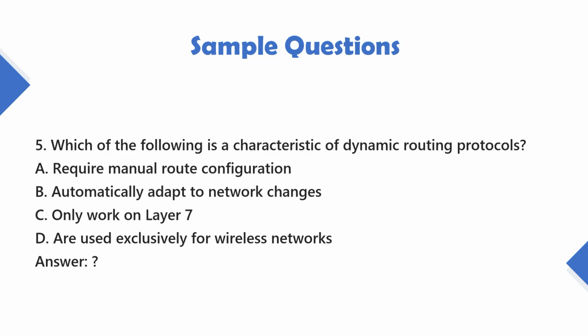5. Which of the following is a characteristic of dynamic routing protocols? A. Require manual route configuration. B. Automatically adapt to network changes. C. Only work on layer 7. D. Are used exclusively for wireless networks.